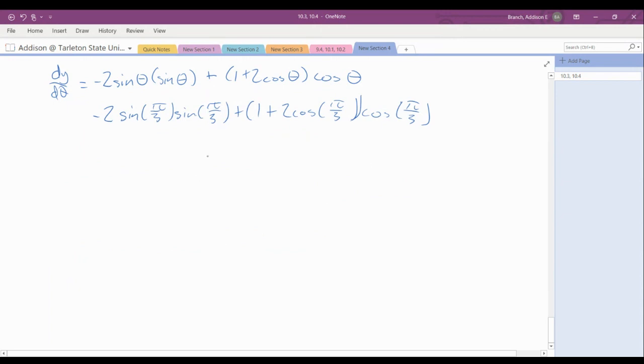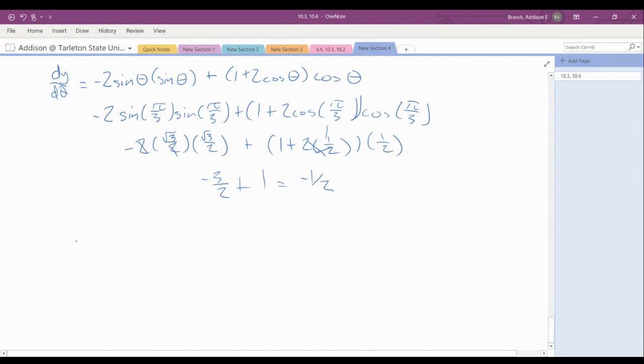All right, then we can just plug and chug. We're going to get negative 2 times square root of 3 over 2 times square root of 3 over 2 plus 1 plus 2 times 1/2 times 1/2. We can cancel and break this down a little more. This will cancel to where we get negative 3 over 2. This right here, 2 times 1/2, will go to 1. So then we're going to get negative 3 over 2 plus 1, which is negative 1/2.